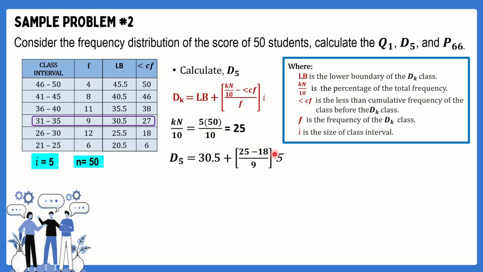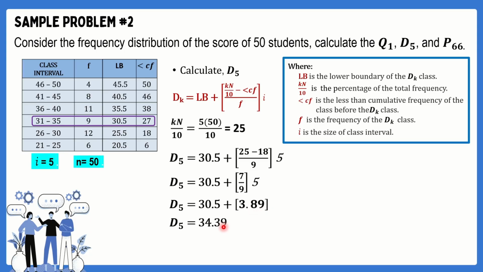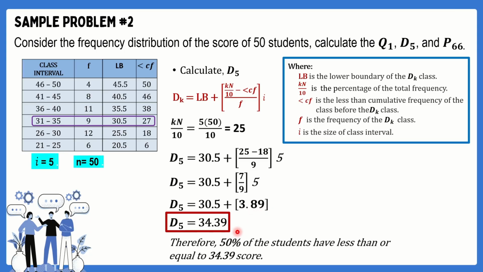So let's solve first this. 25 minus 18 is equal to 7. So we have 7 over 9 times 5, which is equal to 3.89. So let's add 30.5 plus 3.89, which is equal to 34.39. Therefore, 50% of the students have a score less than or equal to 34.39.